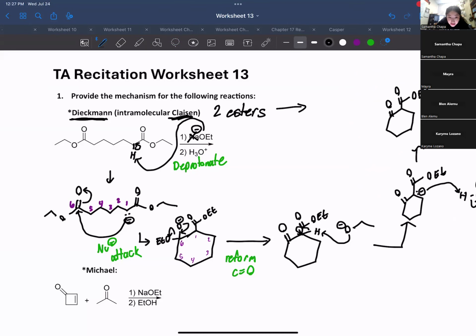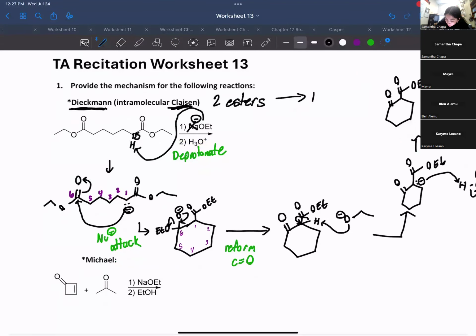And then at the end of it, each one of them, you'll get a 1,3 ketoester. It's called a 1,3 ketoester because between those carbonyls, they're 3 carbons apart. One of them has a ketone and one of them has an ester, so 2 functional groups.